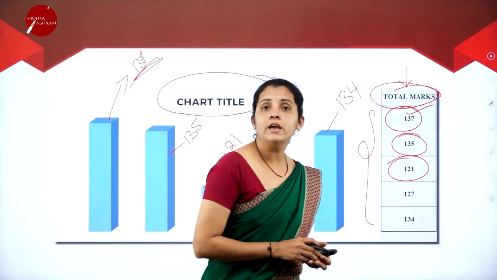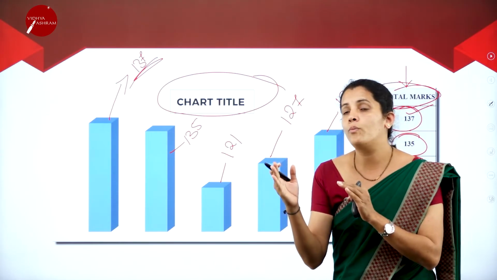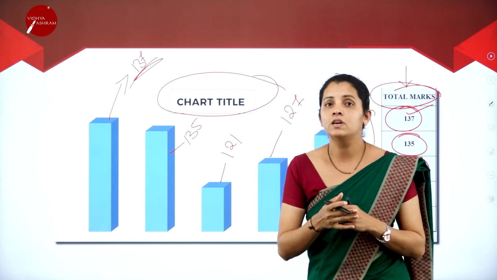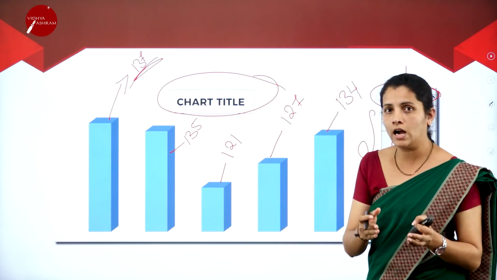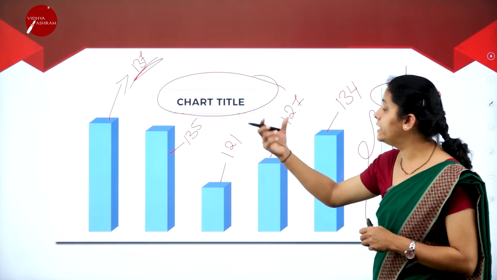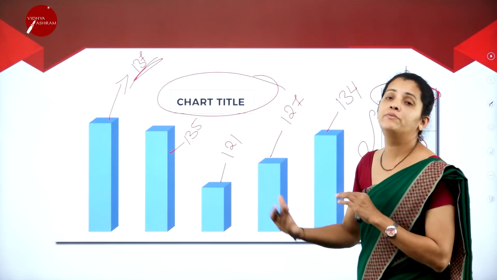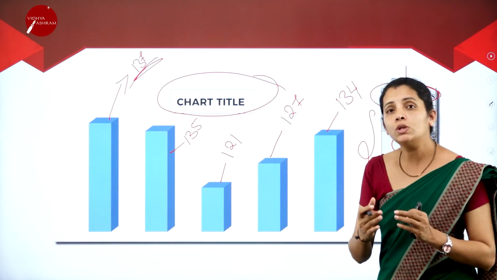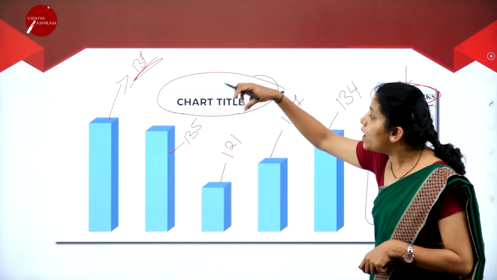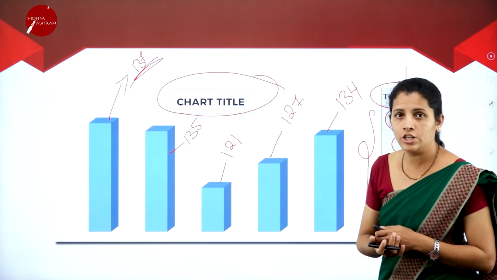So this is the way you can represent your data in the form of diagrams, or in the form of graphs, or in the form of a chart. It gives the complete meaning about the data, and it gives the comparison between each value, so that anyone can very easily understand what the data is, what kind of data, and what the relationship is.